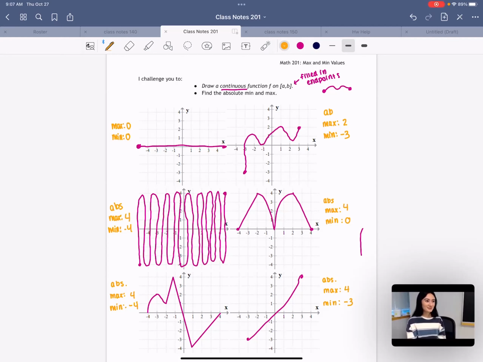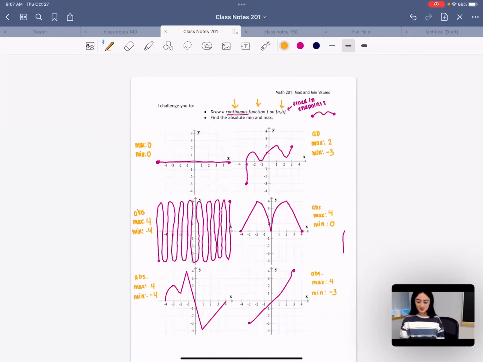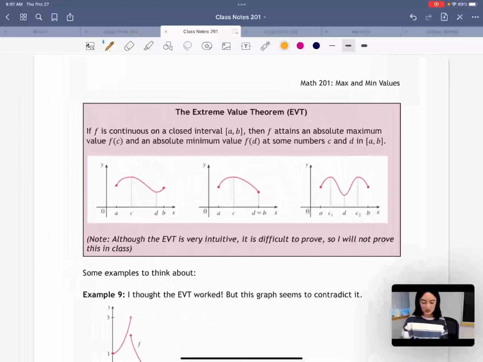No matter how you draw a continuous function on a closed interval, there's always going to be an absolute max and an absolute min. Now, there's a theorem that says this. We call this the extreme value theorem. Extreme value means absolute maxes and absolute mins, and it's exactly what we just did.